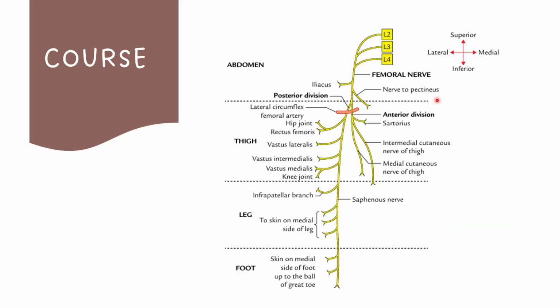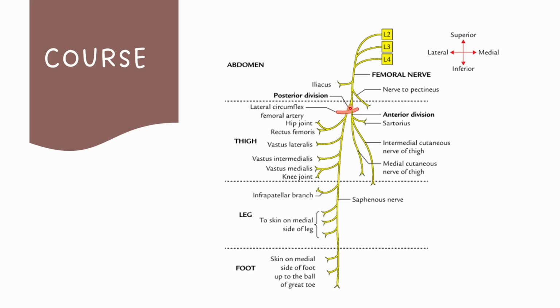Let's now quickly go through the course of the femoral nerve. So the femoral nerve, once it begins from the lumbar plexus within the psoas major muscle, runs within the substance of the psoas major, emerges on its lateral border, passes between psoas and iliacus, and then runs behind the inguinal ligament to enter the thigh.